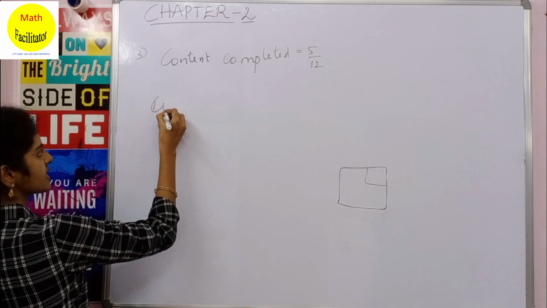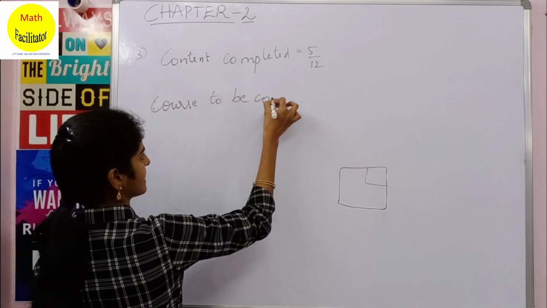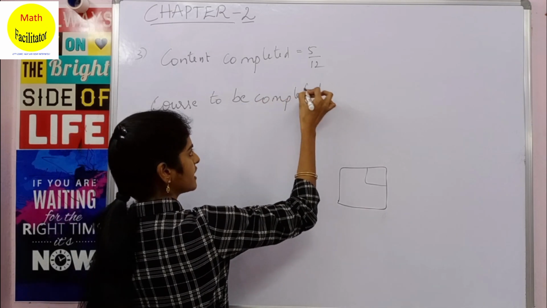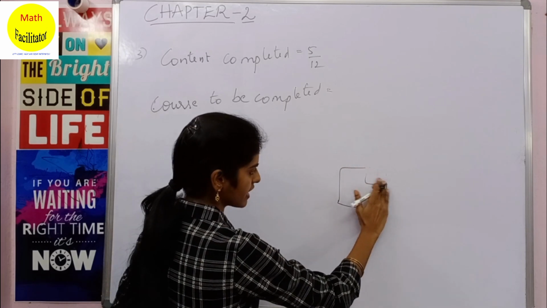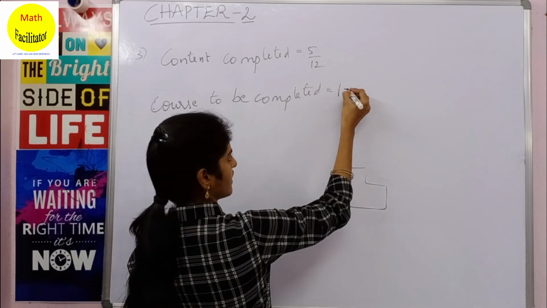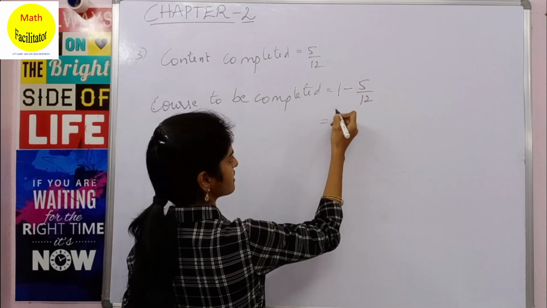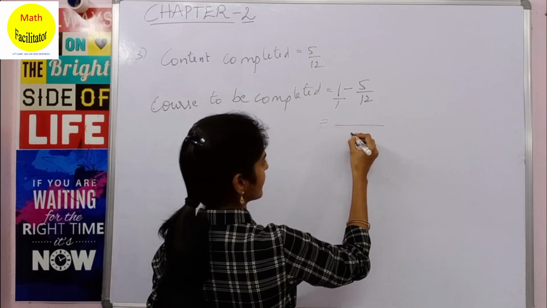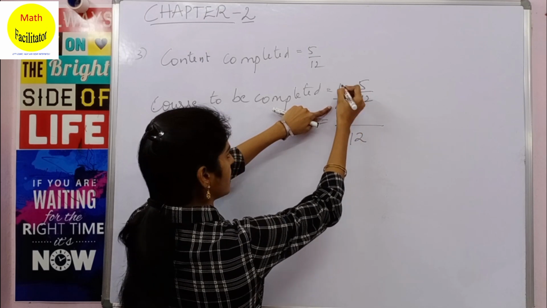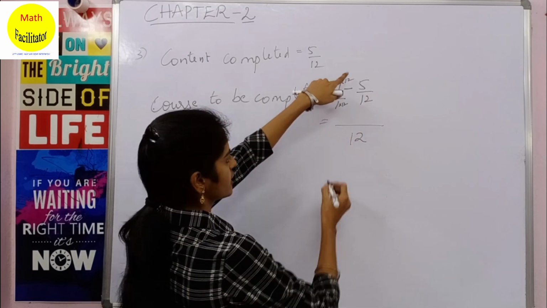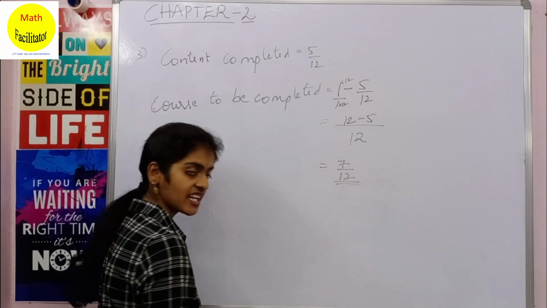So course content to be completed. How will you get? The complete course is one part. Out of that, this is 5 by 12. So if you subtract it, you will get this part. So out of one part, you will subtract 5 by 12. Clear? Now 1 is 1 by 1. So taking LCM for 1 and 12, it is 12. So this is nothing but 1 into 12, so here also it is 1 into 12. So 1 into 12 is 12 minus 5. So 7 by 12 parts is left to complete.